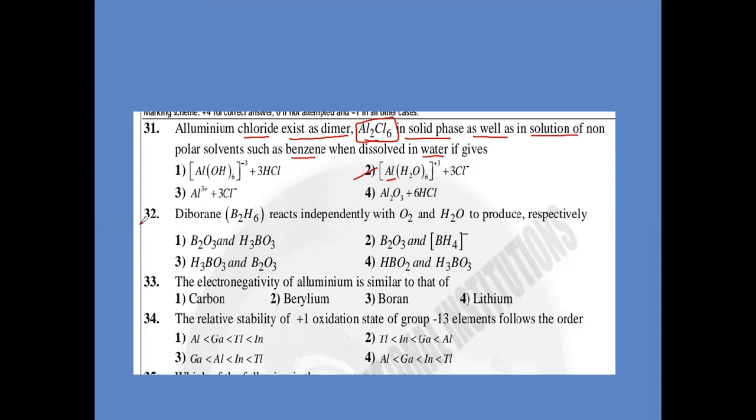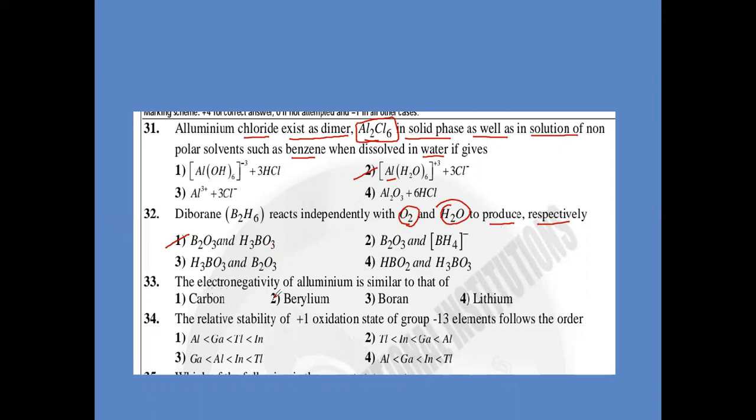Okay, next. The second one is diborane. Diborane B2H6 reacts independently with oxygen and also with water to produce what? When it reacts with oxygen, it will form boron trioxide, and when it reacts with water, it will form boric acid, H3BO3.